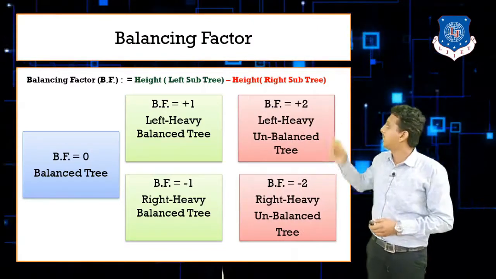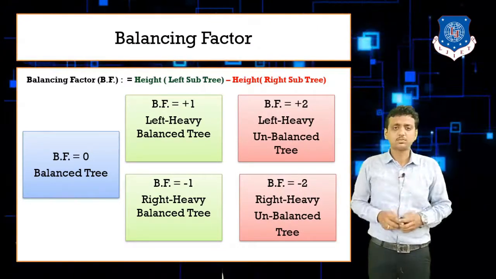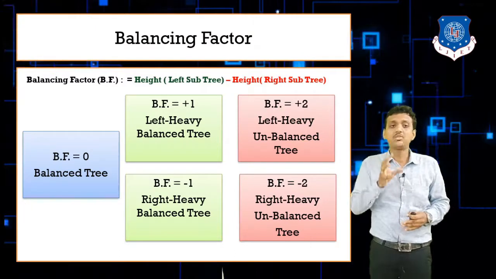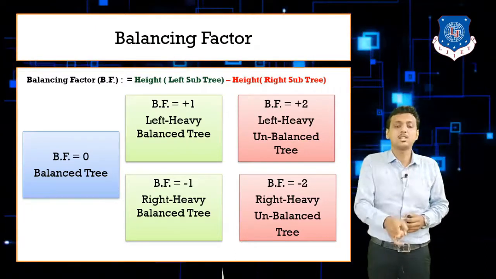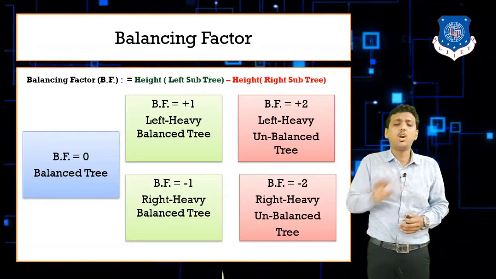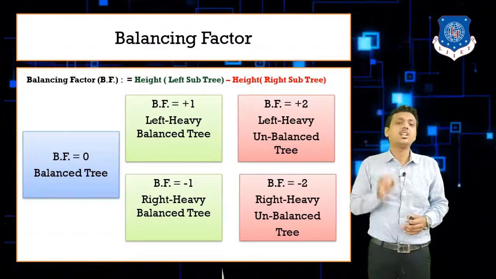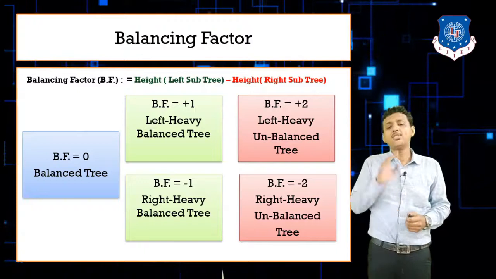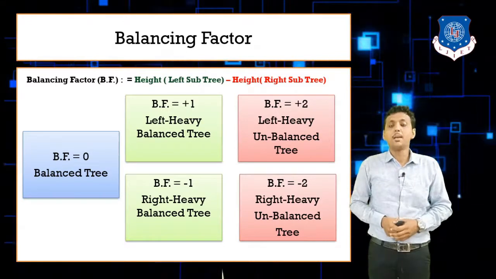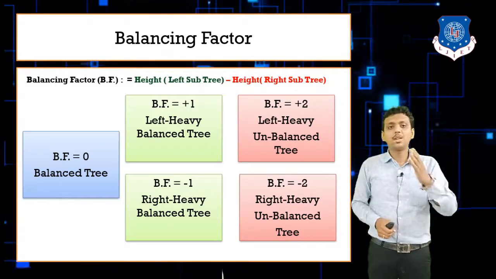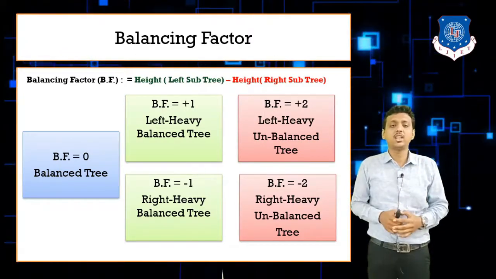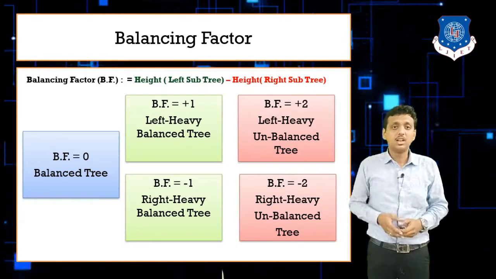Next is balancing factor equal to plus 2. Students, see, whenever a balancing factor is plus 1, plus 2, plus 3, plus 4, with a positive sign, that means your tree is left heavy. Remember this. Whenever your balancing factor has any positive sign, it is a left heavy tree. And if the balancing factor is minus 1, minus 2, minus 3, minus 4, that means it is right heavy. But for plus 1 and minus 1, the tree is balanced because the definition says that the difference should not be greater than 1. But what about the rest?